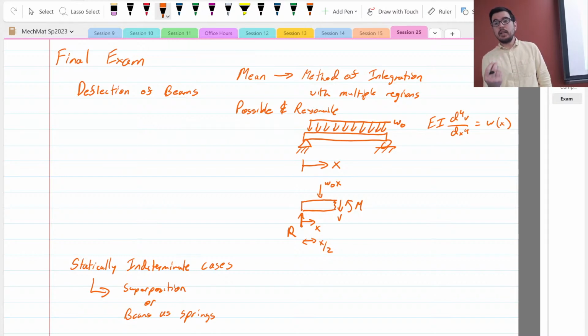So we have a flashback to exam number 1 from this semester and last semester with a statically indeterminate system. They were pretty much identical, but that was with normal forces and thinking of bars as springs. So beams as springs is a thing, and I would be knowledgeable on how to do these.